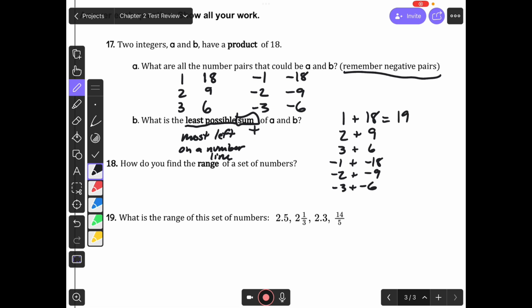When I add these, this is 19, 11, 9, negative 19, negative 11, negative 9. The least possible would be the most left number on a number line, meaning the most negative, which so happens to be this one. My least possible sum is negative 19.